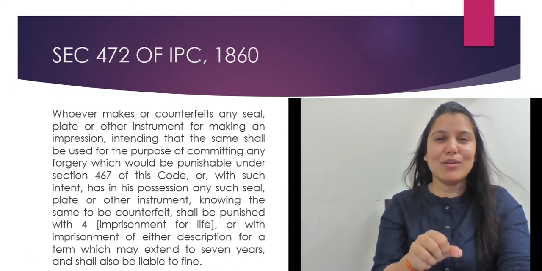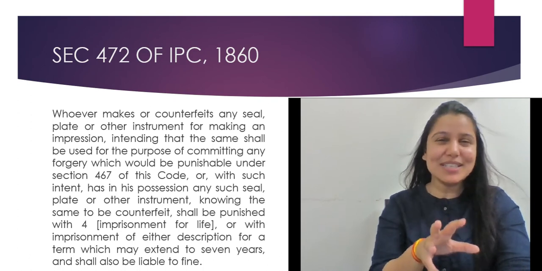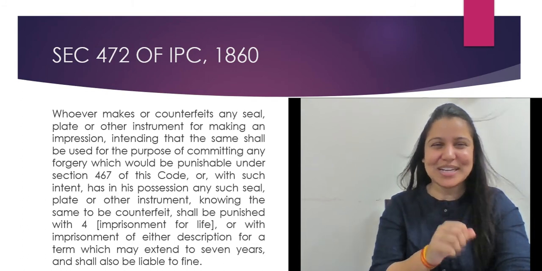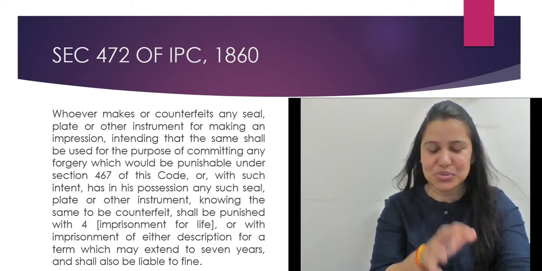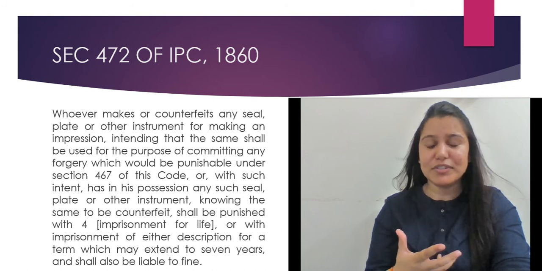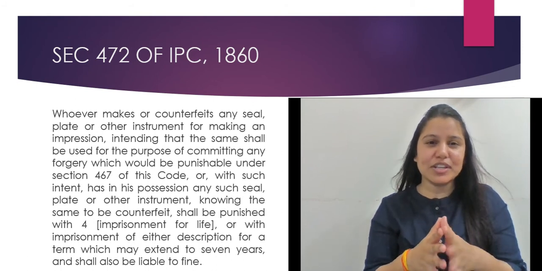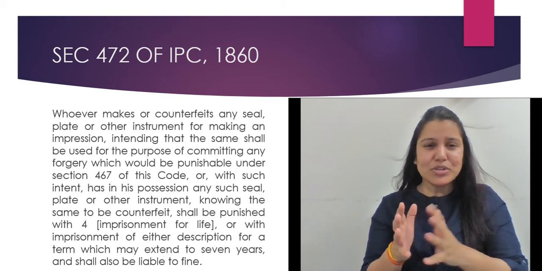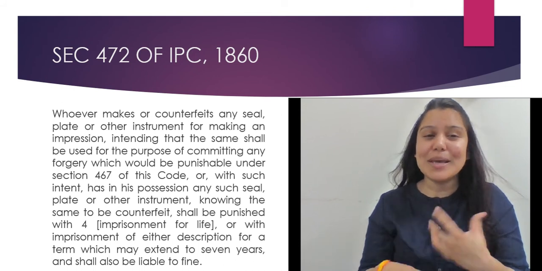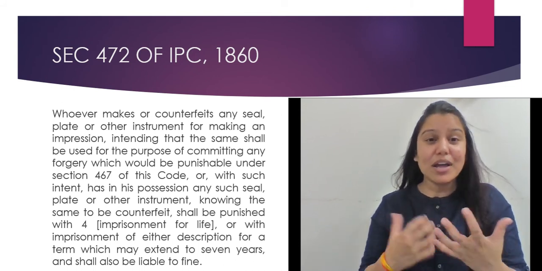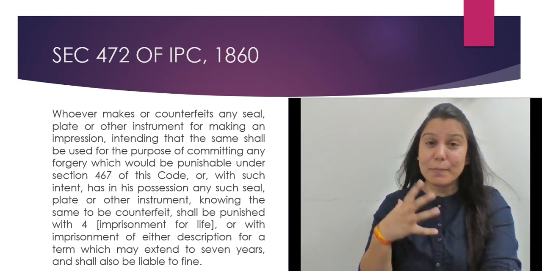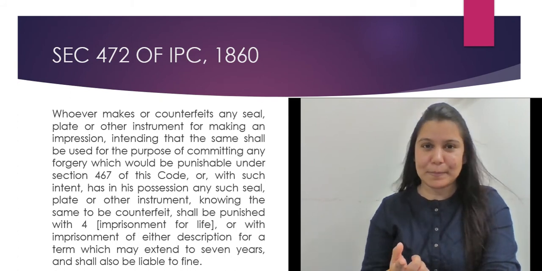Here you could see there was some technical error. The section is section 472, right? There was some mistake while I was writing, so kindly correct it. It is section 472, of course. And in this we have seen what is there when it comes to counterfeiting. We have seen in the definition that it is about resemblance, right? Counterfeiting means the person is trying to resemble any seal or plate or other instrument for making an impression, and that same seal or plate should be used for forgery, right?